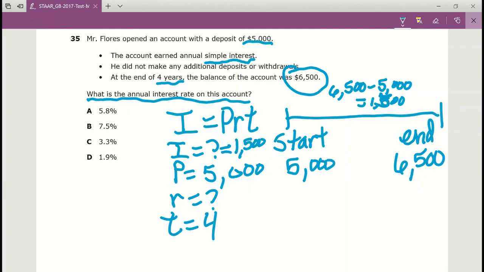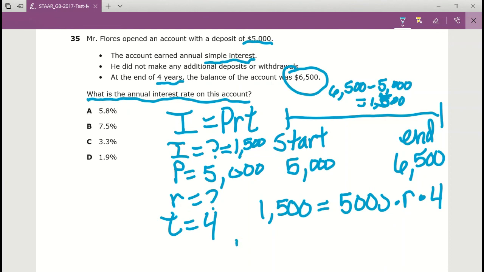So for our I, we plug in this 1,500. 1,500 equals our principal, which is down here. Our principal is 5,000 times our interest rate. Again, we don't know our interest rate. That's what we're looking for. Interest rate. And then our time is 4. Alright. So, here, again, this looks like something we can solve with NSolve, and it is.